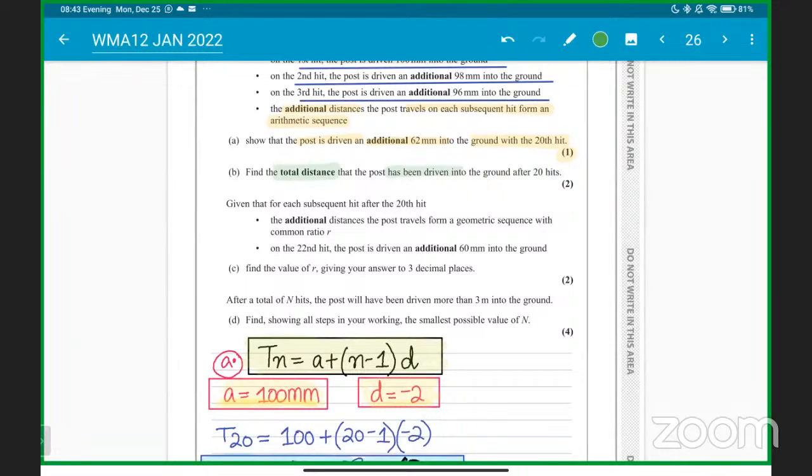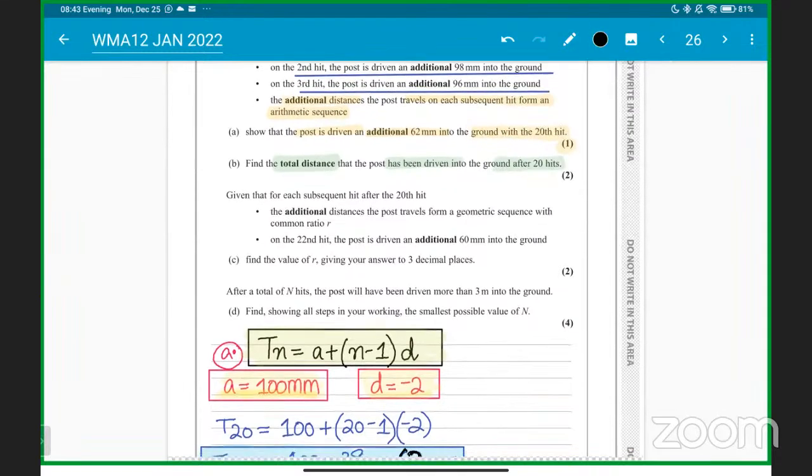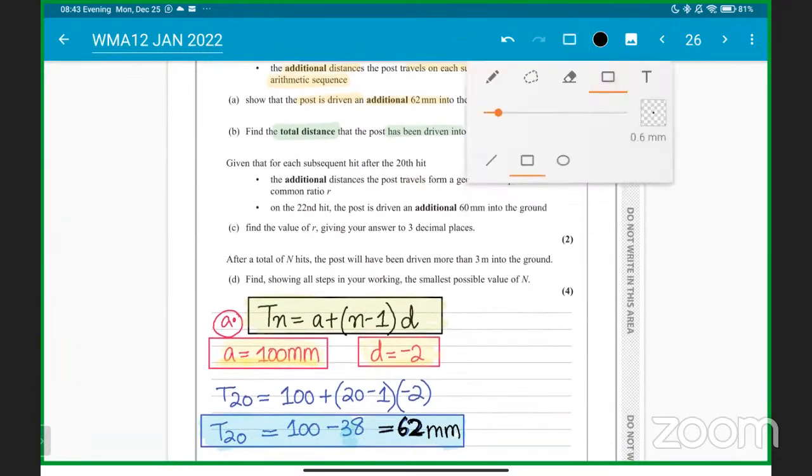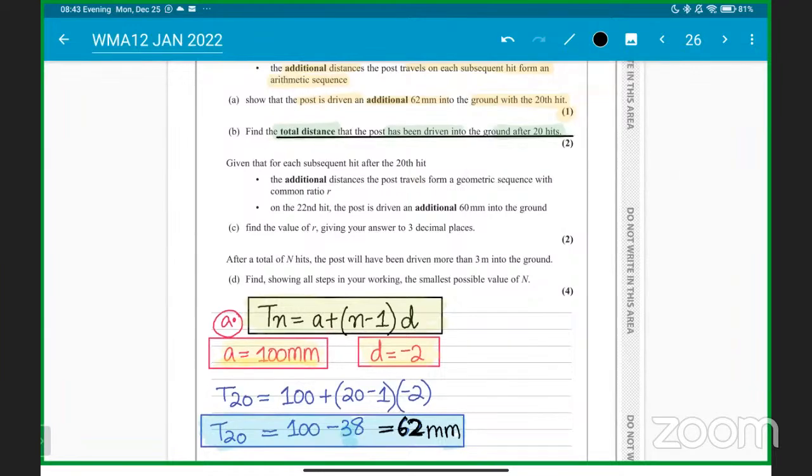Okay, the post has been driven into the ground after 20 hits. Clear on this? Following? The total distance we have to find, which means what we have to do, students, is apply the sum formula.